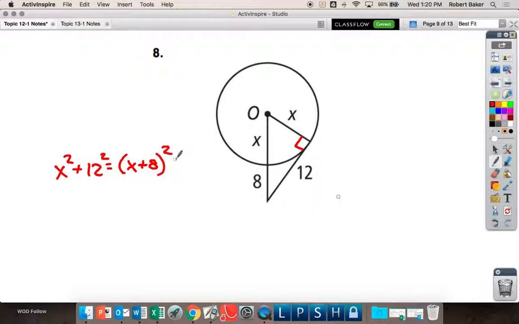Okay? So we're using tangents, secants, and radiuses just to do Pythagorean Theorem. X squared plus 144 equals x squared plus 16x plus 64. Square it. Alright, mental math. Say farewell to Felicia. Cancel out x squared on both sides. Farewell, Felicia. X squareds go away. Subtract 64 from both sides.